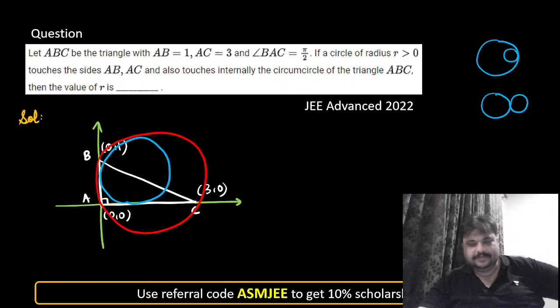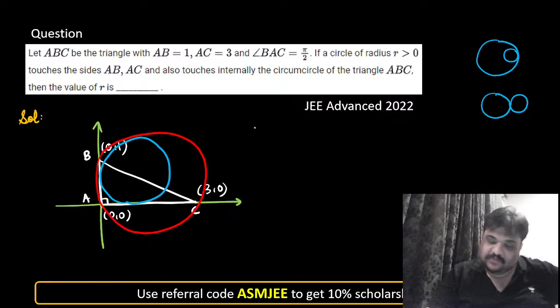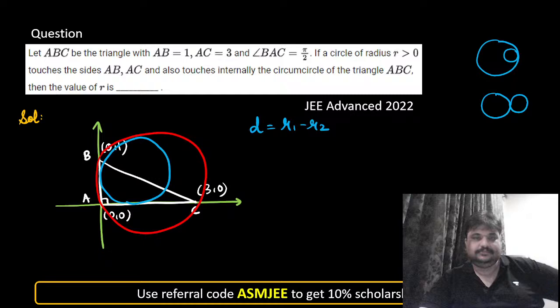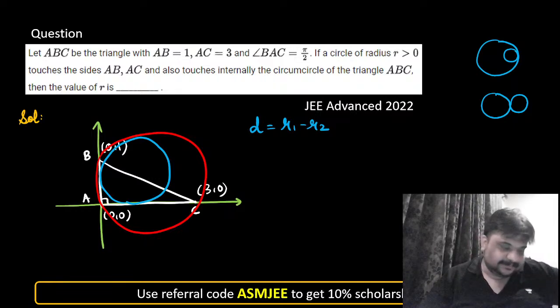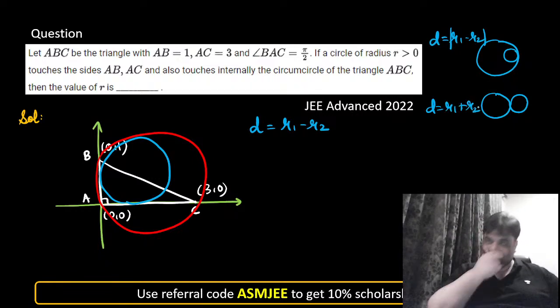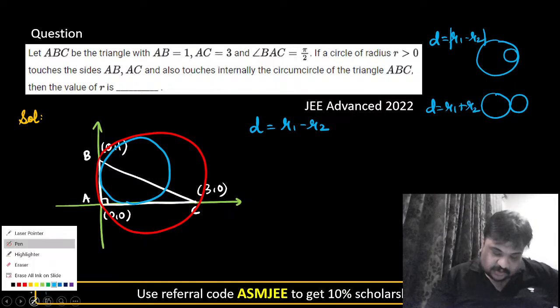We simply have to apply D is equal to R1 minus R2. This is what we have to apply. When two circles touch, for this case D is mod of R1 minus R2, and for this case D is R1 plus R2. You know this, right? So we'll have to apply D is equal to R1 minus R2.